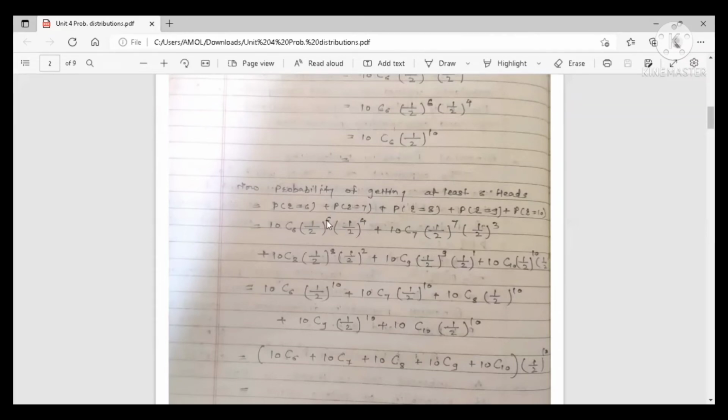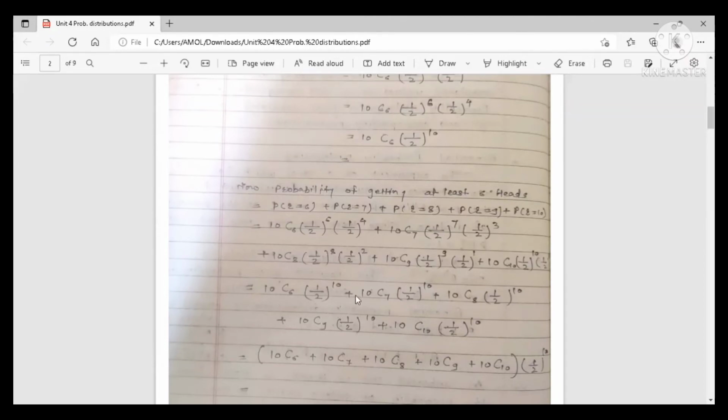So in first term, 6 plus 4 is 10. Second term, 7 plus 3 is 10. In third term, 8 plus 2 is 10. In fourth, 9 plus 1 is 10. And in last, 10 plus 0. In last term, the power of Q is 0 and the power of P is 10. So the addition is again 10.